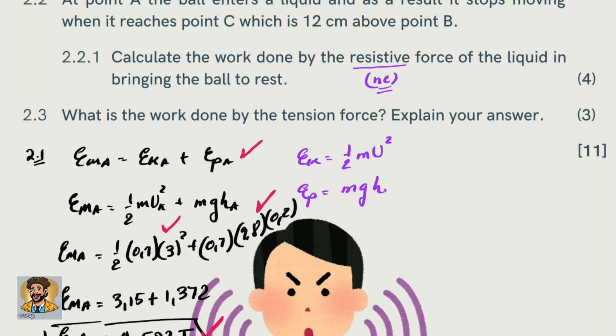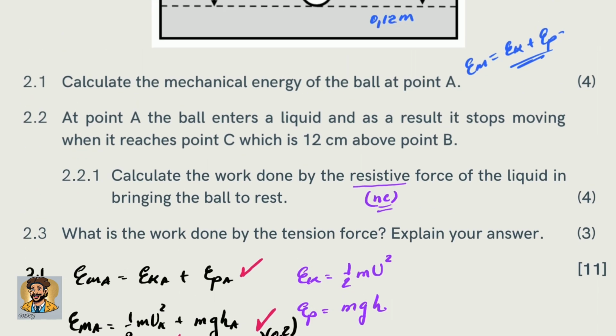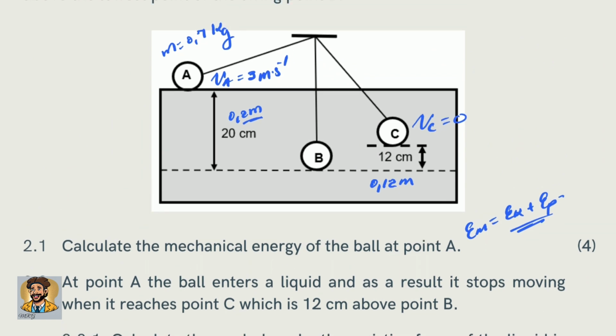There's only one more. What is the work done by the tension force? Explain your answer. And that is a good question. Well, guys, if we go to the picture quickly, the tension force every time is going to be perpendicular to the displacement. And then let's look. Tension force every time is in this direction. This one is tension there. When it's at B, tension is pointing there. When it's at C, tension is pointing there.